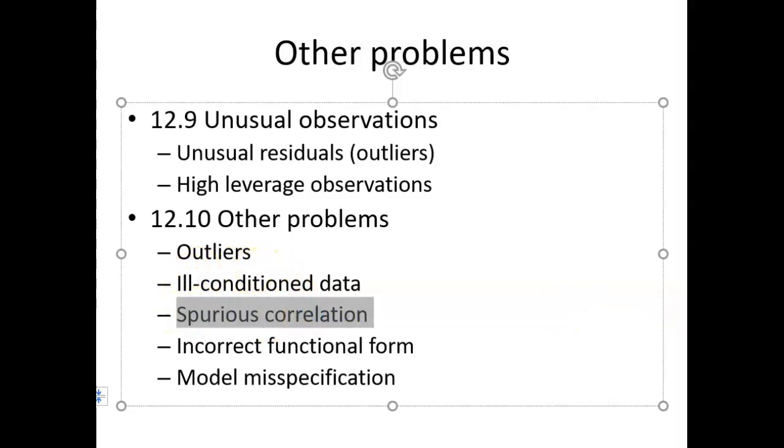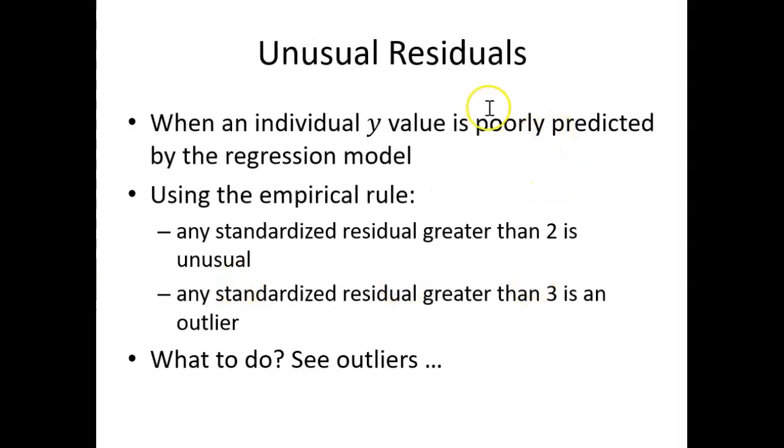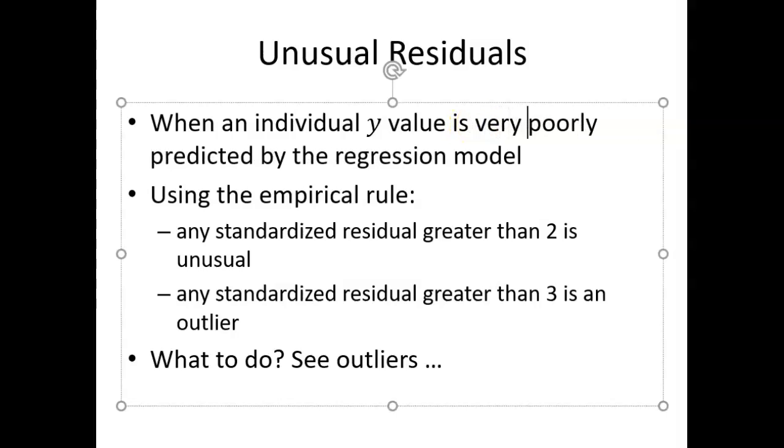Spurious correlation is included in that list, but we will save mostly that for chapter 14. I guess I will mention it in this lecture. And then there's problems with incorrect functional form and other types of model misspecification. So an unusual residual is when there is an individual y value, a dependent variable, that is very poorly predicted by the regression model.